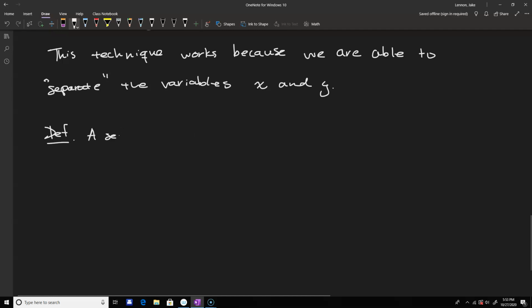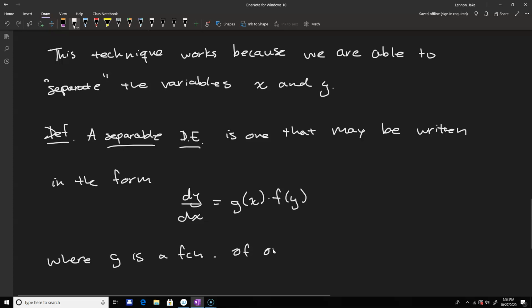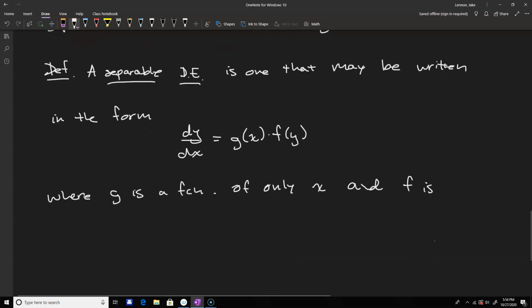So we say a separable DE is one that may be written in the form dy over dx equals some function of x, g of x, times some function of y, f of y, where g is a function of only x and f is a function of only y.